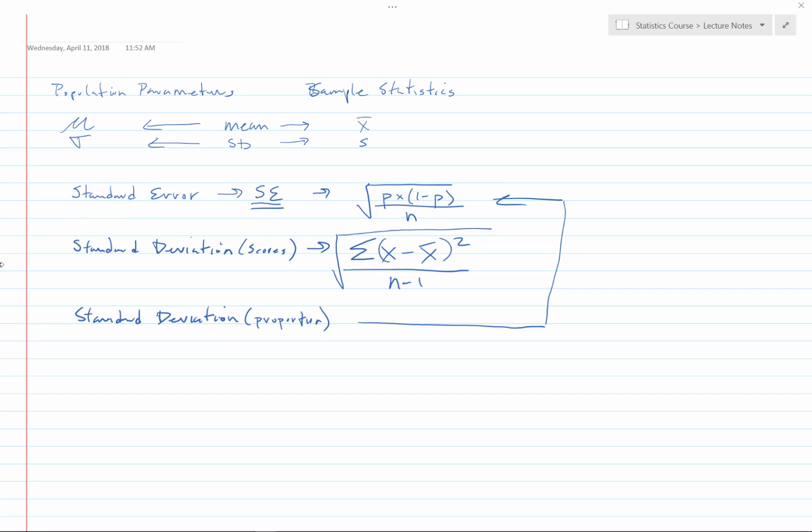And I'm going to try to be consistent here, and I'm going to try to use standard deviation when I am talking about the standard deviation of a sample taken from a population. When I'm talking about the standard deviation of a proportion, I'm going to use the word standard deviation. It's important just to bear in mind that the standard error means specifically the standard deviation of a sampling distribution.